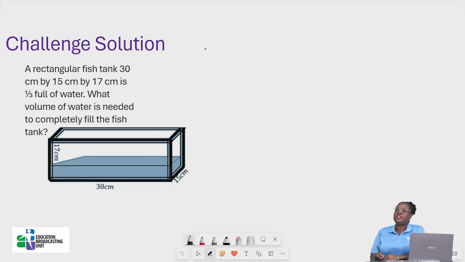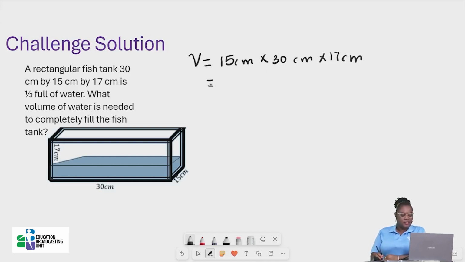Now, we know this shape is a cuboid, so we will be using the length times the width times the height, which is, again, 15 centimeters multiplied by 30 centimeters multiplied by 17 centimeters. The product of these three dimensions is 7,650 centimeters cubed. Remember, volume is always measured in cubed units.